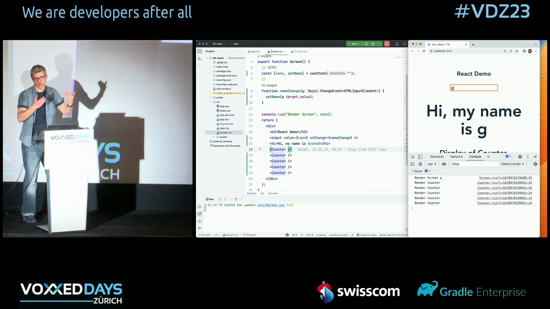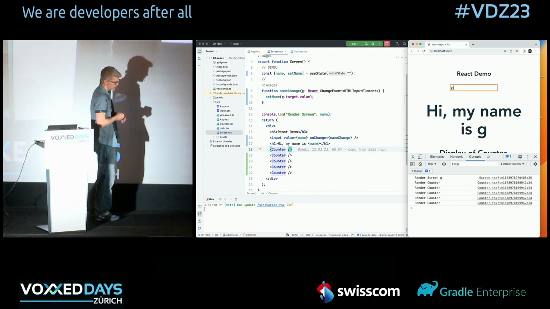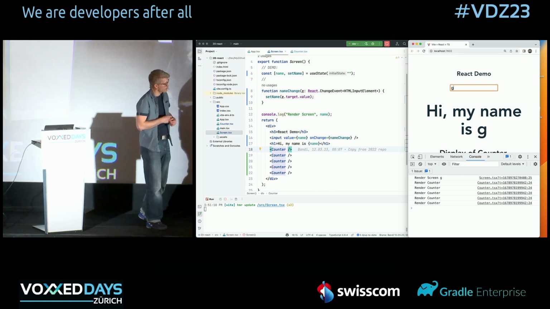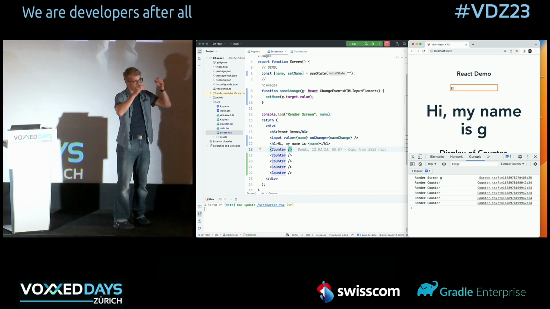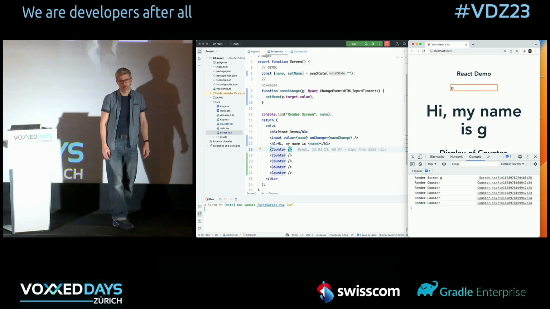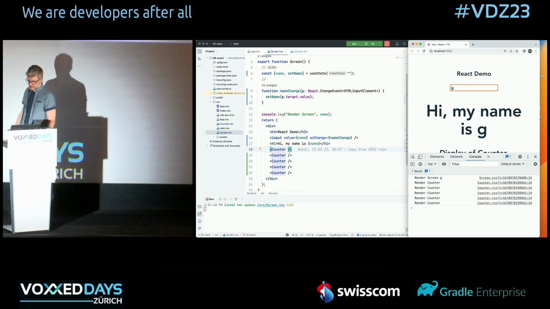So I have a similar cascade as in Angular with the change detection cascade. I have also in React a rendering cascade. So if I change the state somewhere up in the tree, everything down will re-render, everything below it.